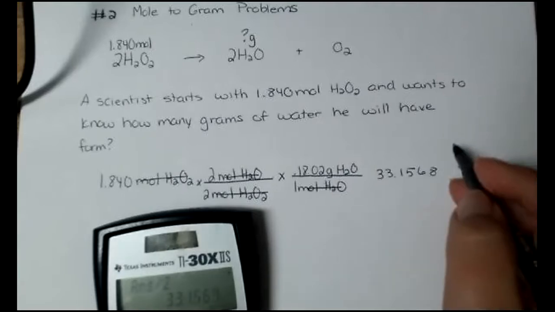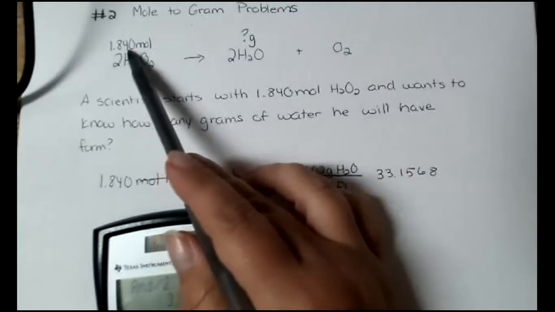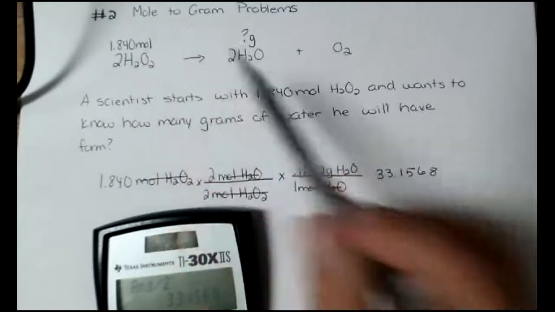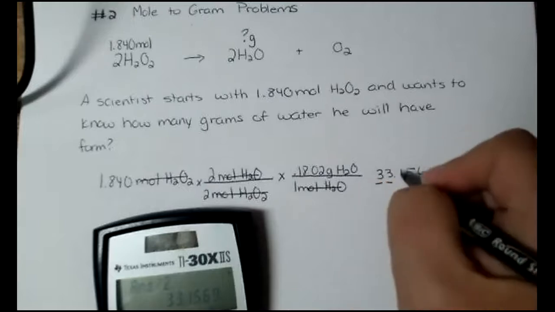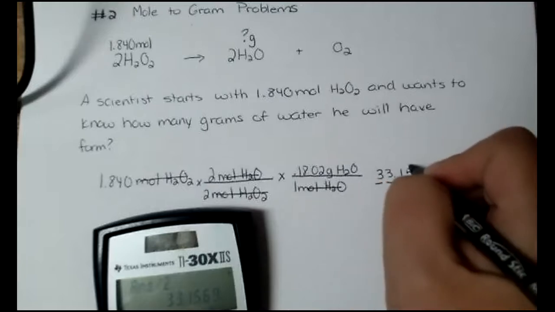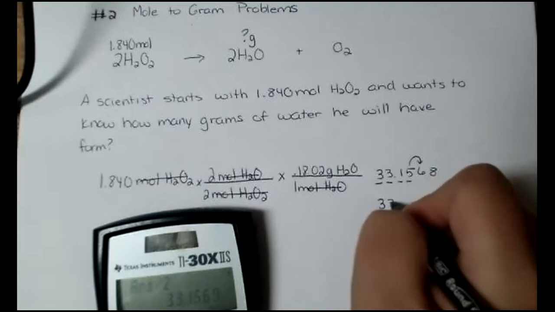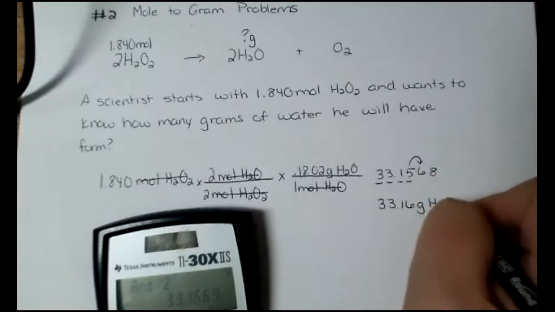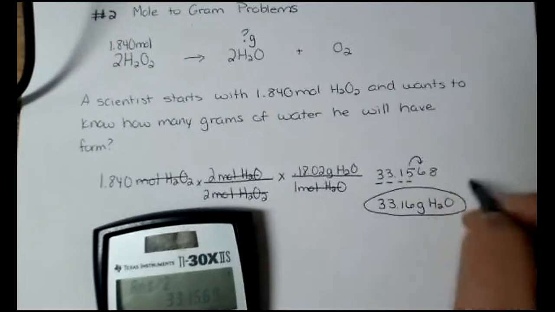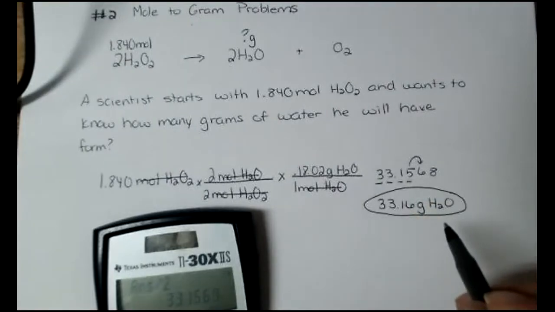Okay. Now, I have to go look at my given, 1.840 moles. That's 4 sig figs. So 1, 2, 3, 4. 6 rounds it up. So it's going to become 33.16 grams of H2O. And you have to put it in sig figs, and you have to show me your units and circle it.